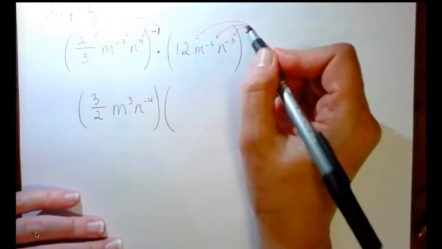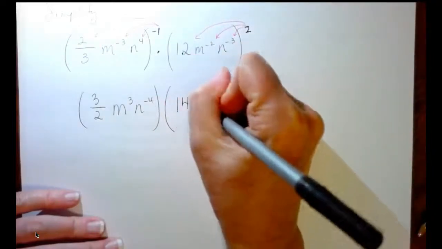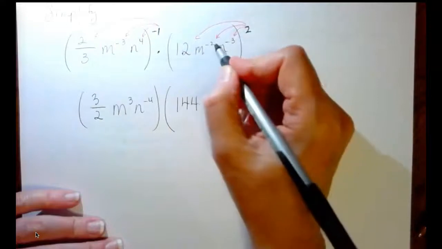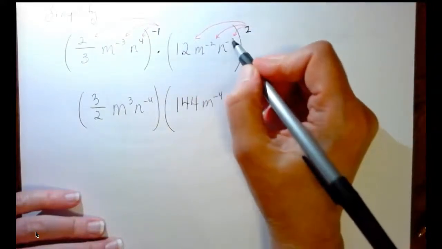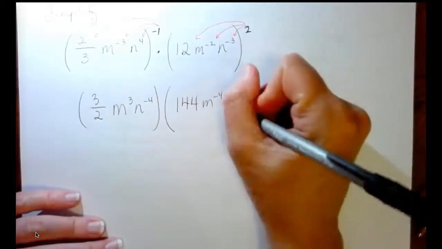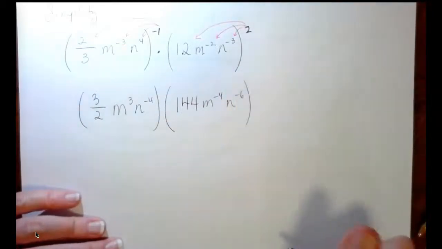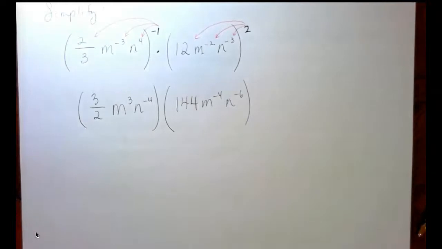Next, again, every single base is going to be raised to that second power. So 12 squared, of course, is 144. m to the -2 squared is m to the -4th. n to the -3rd squared is n to the -6th. Now we followed order of operations. We did the exponent on the outside.